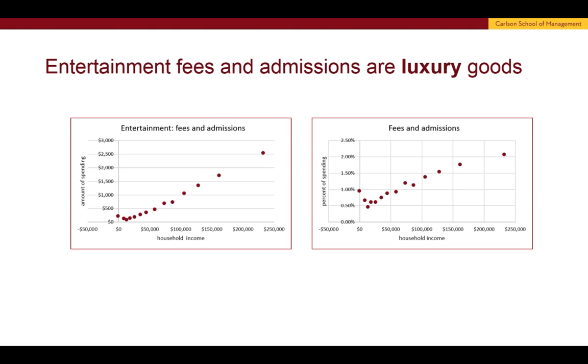There's another category in the Consumer Expenditure Survey called entertainment fees and admissions. Now it's going to turn out that these are luxury goods. How do we know that? Well, in the left-hand picture, we see that households with higher income spend a higher amount on entertainment fees and admissions. That by itself doesn't tell us whether it's a luxury. It could be normal. But on the right-hand side, we see that households with higher income level devote a higher share of their income to these fees and admissions. So that's what shows us that it's a luxury good. It has an elasticity of demand greater than 1.